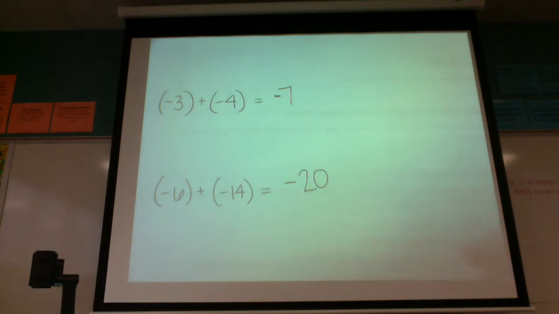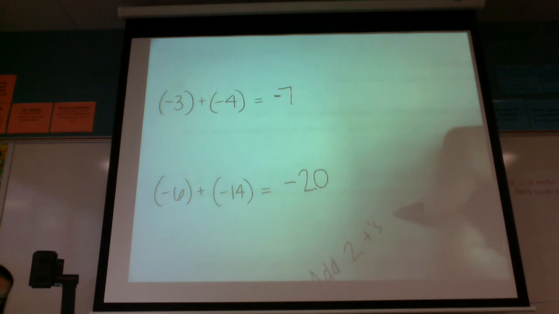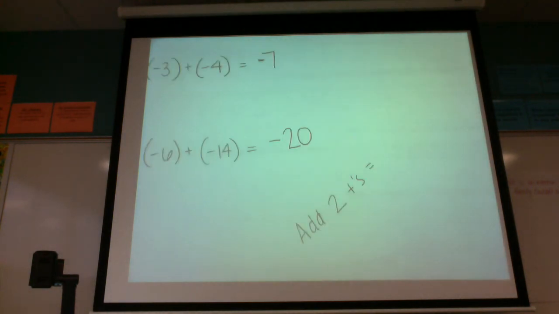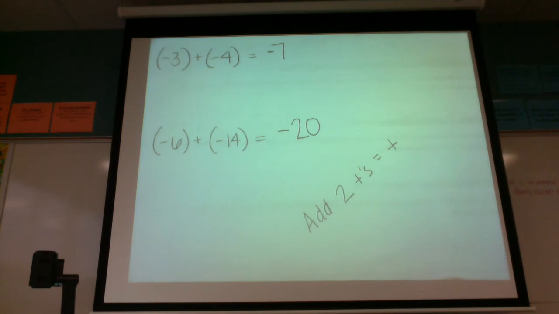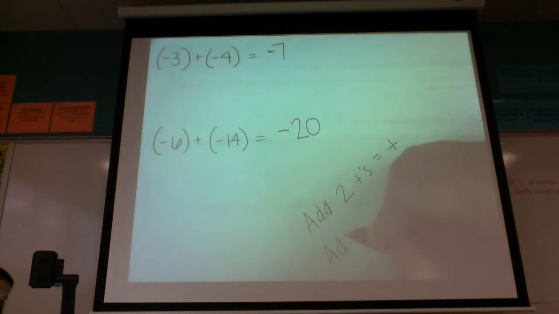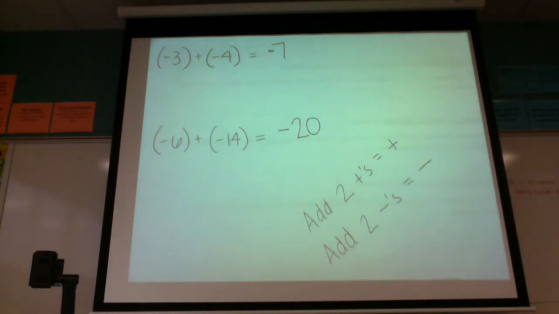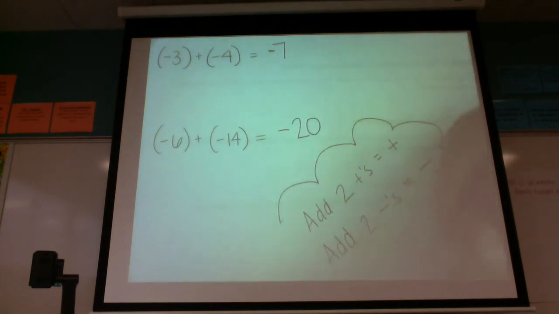So maybe you want to write that down somewhere, that if we are going to add two positives together, I'm going to end up with a positive number. But if I'm going to add two negatives, I'm going to just add them together and the sign is going to be negative. Now that's not the only type of integers that we're going to add together, but we want to keep in mind these generalizations as we move forward.